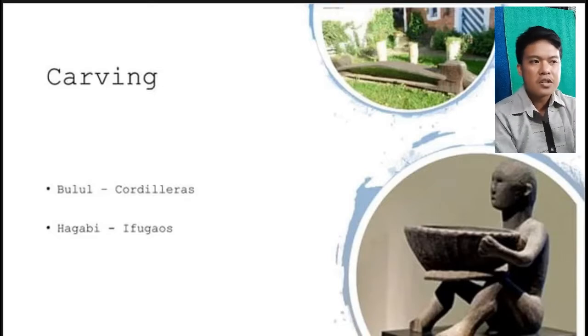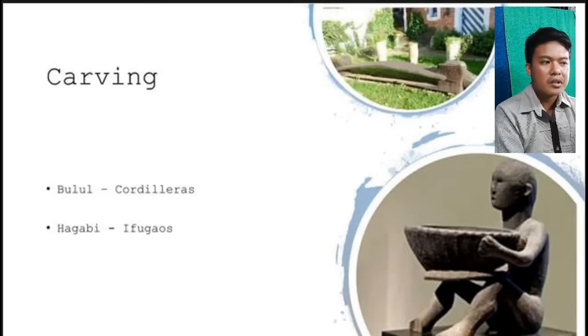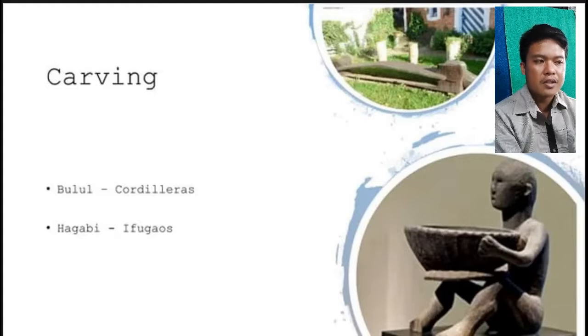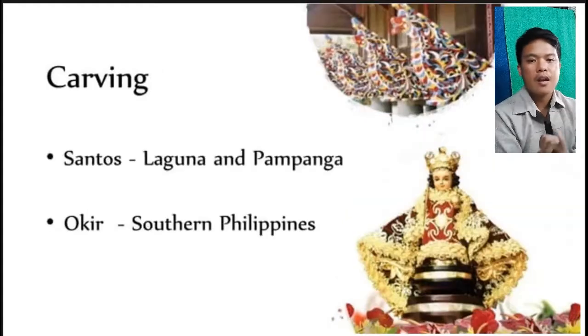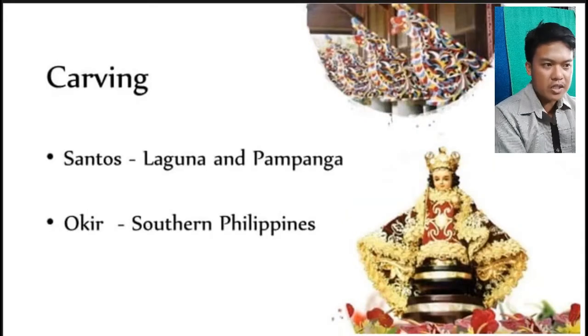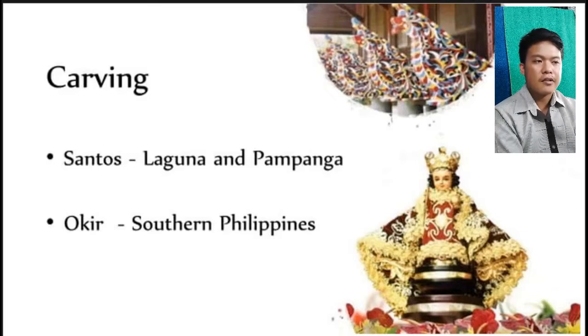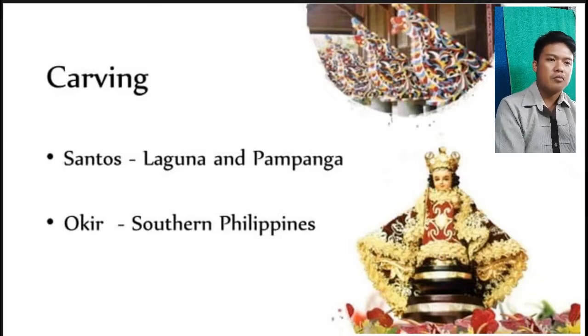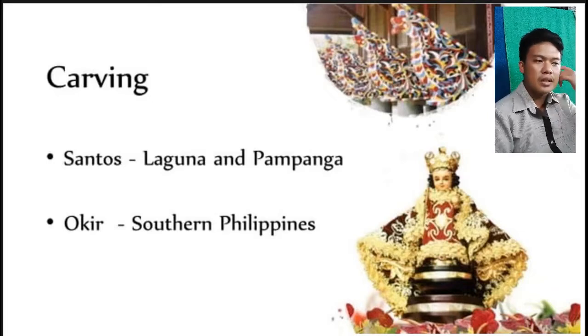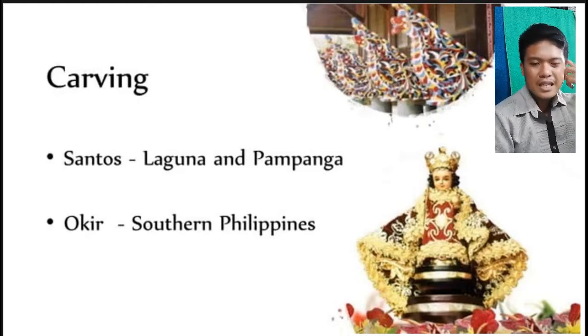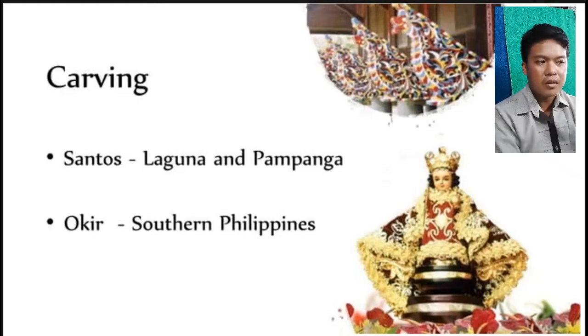It is traditionally a large ceremonial bench carved by wealthy Ifugao families, which symbolizes wealth, power, and prestige. Another one, in Laguna and Pampanga, they have their Santos, in the lower portion. The word Santos actually came from the Spanish word which means saint. It is a religious symbol carved in wood, which represents their saint.